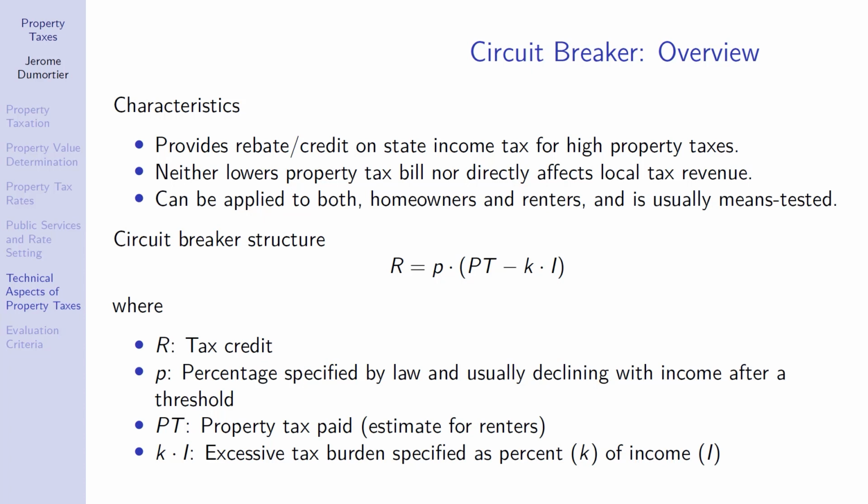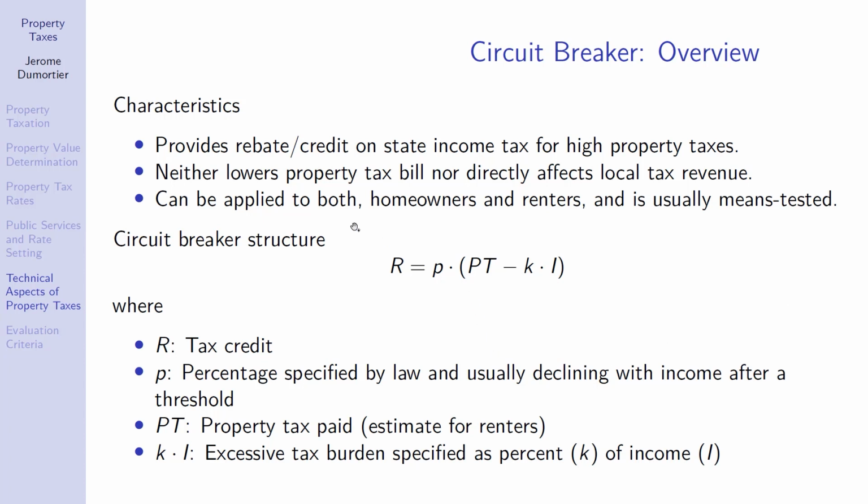Next, let us look at the so-called circuit breaker, which is also a measure of property tax relief. Basically, the circuit breaker provides a tax credit on the state income tax for property taxes. Note here that the tax credit is not applied to the property tax, but it is applied to the income tax.